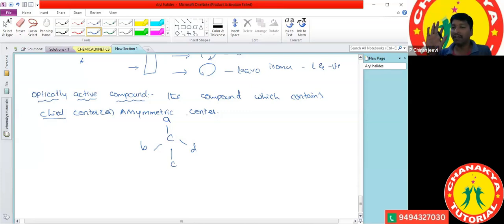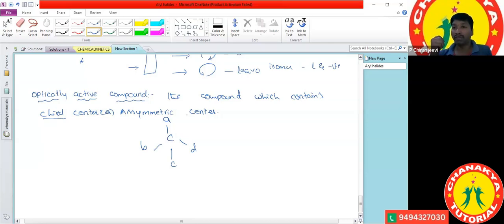Now, take our hand. If you divide it in any direction, are you getting symmetry here? Are you getting two equal halves? No, it is not possible. If you cut in any direction, you won't get two equal halves. If you don't get two equal halves, then we can call it chiral. That is what we call asymmetry.